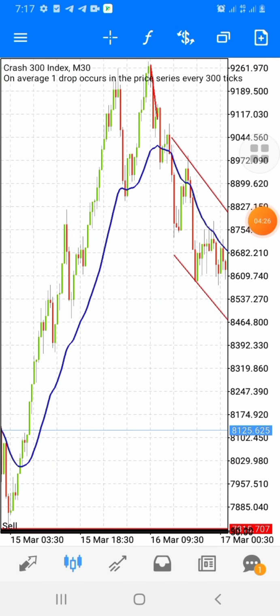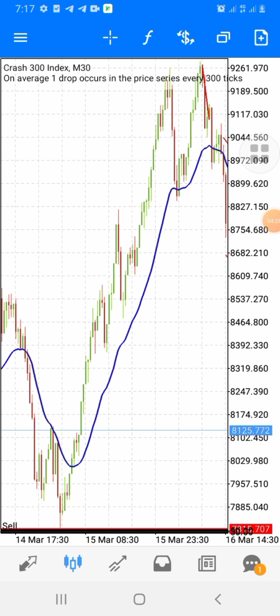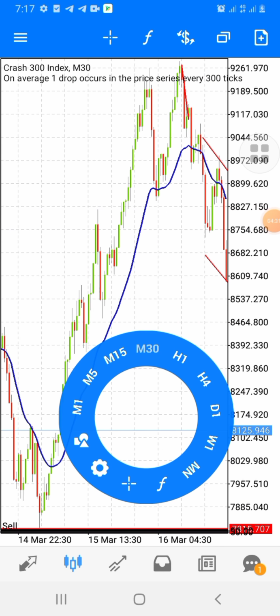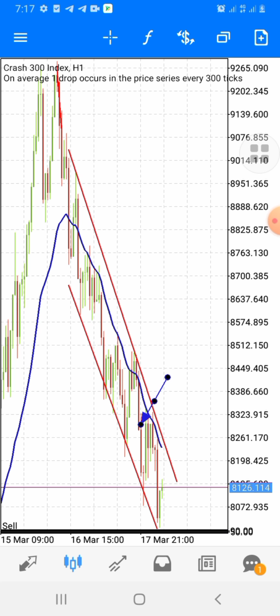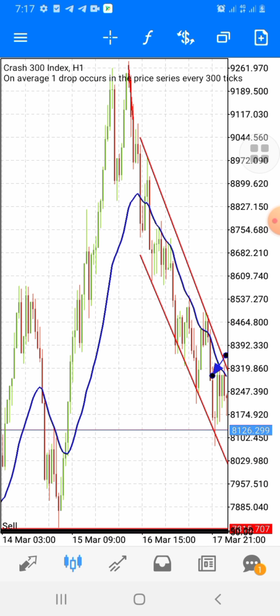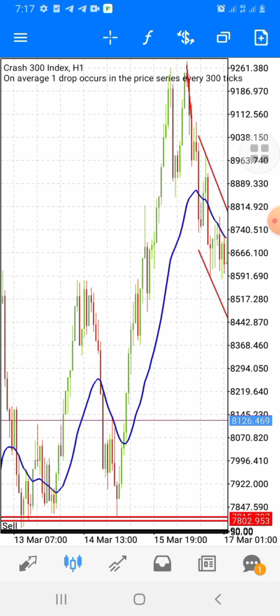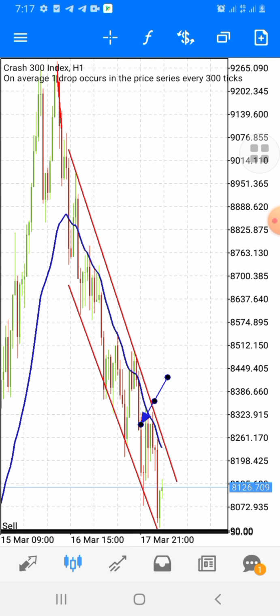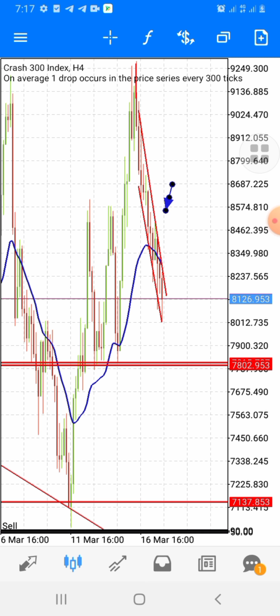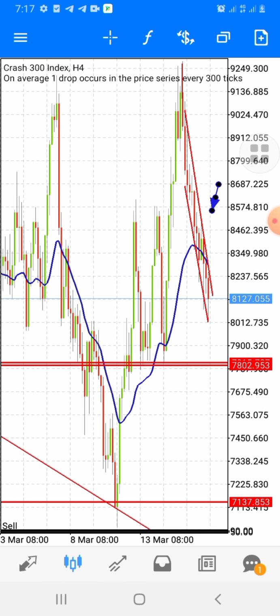Crash 300. Now if we check on the higher time frame, let me see if you can check it on the higher time frame, like this is 1 hour time frame. All right, this is 1 hour time frame. If you check it out on 1 hour time frame, we'll see that we are still having the same pattern right here. Check it out on 4 hour time frame. 4 hour time frame here is not having a clear pattern.